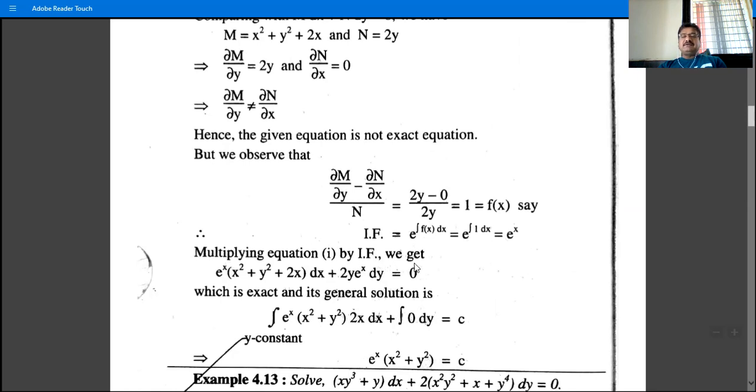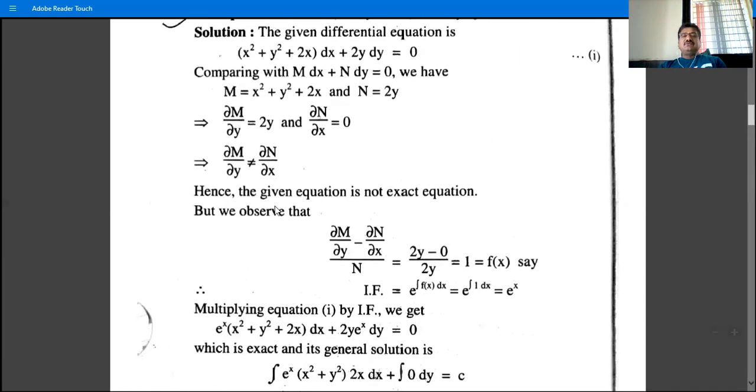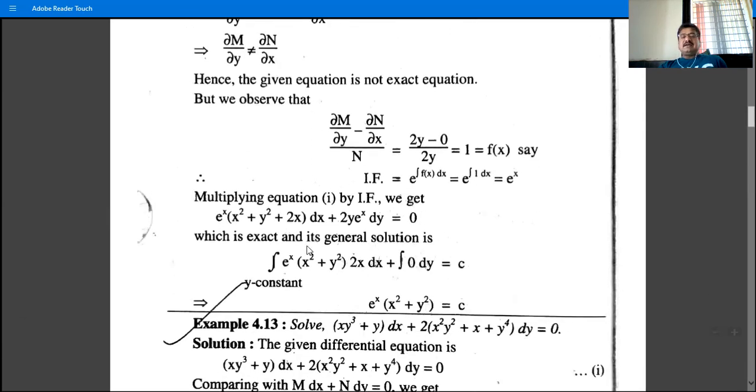So multiplying equation 1 by this integrating factor, e raised to x, we have e raised to x in the bracket this dx plus 2y e raised to x dy is equal to 0, and which is an exact differential equation. This differential equation becomes an exact differential equation. No need to check.